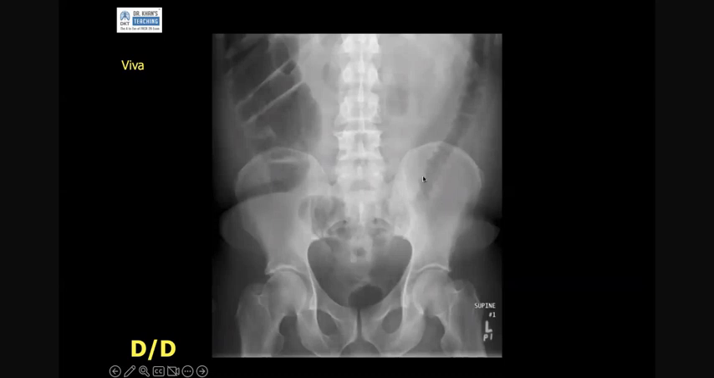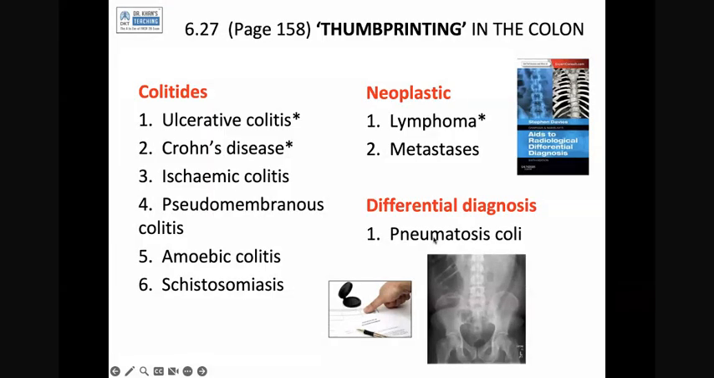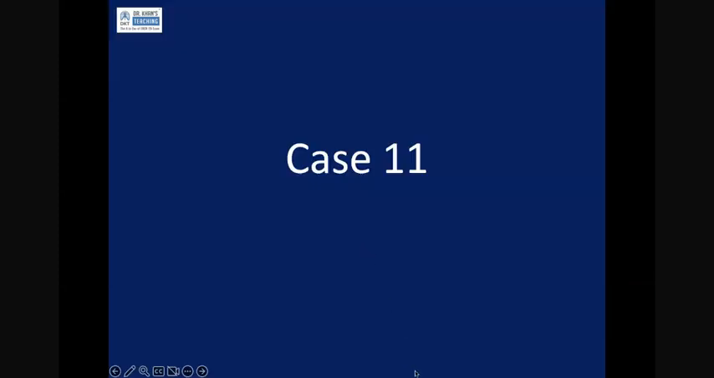And this is a case in which thumbprinting can be seen actually in the descending colon. And this is the differential diagnosis of thumbprinting in colon, which can include ulcerative, Crohn's, ischemic, pseudomembranous, amoebic, schistosomiasis, and sometimes it can also be seen in lymphoma and metastasis. Now, let's go back to the case.